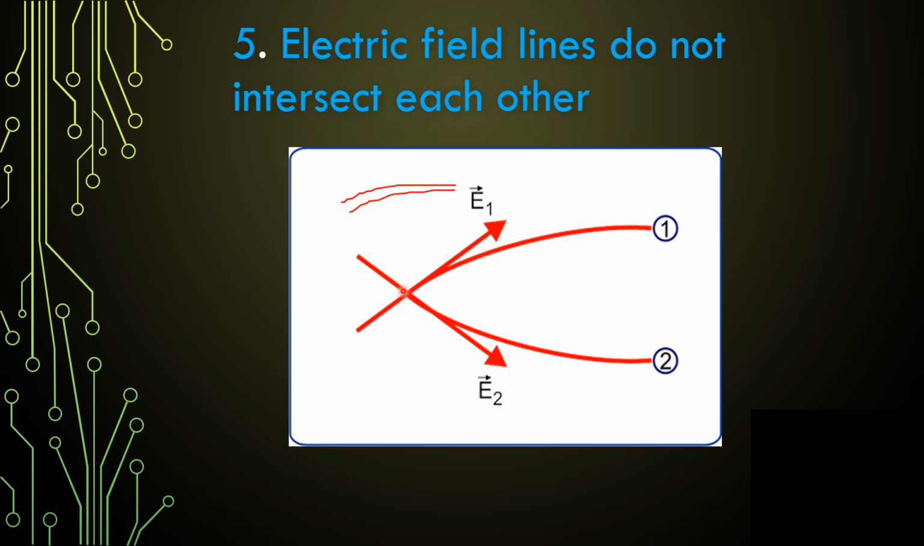Is this clear? Suppose they intersect, what happens? At the point of intersection, there are two directions of electric field, which is not possible, right? A positive test charge cannot simultaneously move in these two directions. That's why electric field lines do not intersect.